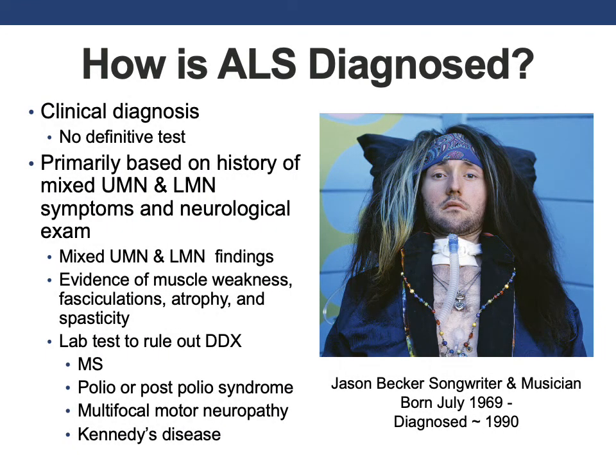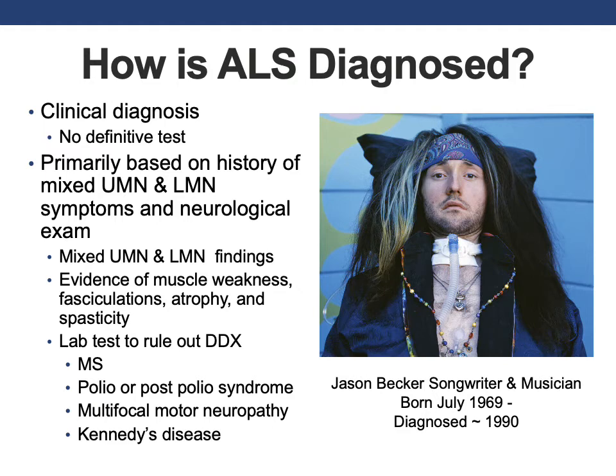How is amyotrophic lateral sclerosis diagnosed? As with every condition we have covered so far in this lecture, there is no definitive lab test to diagnose ALS. Early diagnosis is primarily based on a clinical history of mixed upper motor neuron and lower motor neuron symptoms and neurological exam verifying mixed upper motor and lower motor neuron findings.